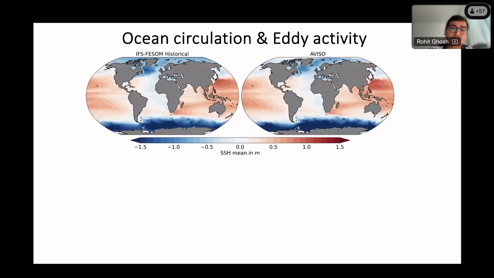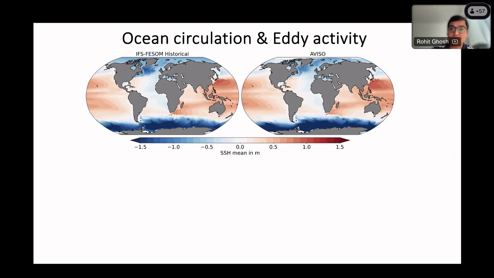If we go forward and look at the ocean eddies and the ocean circulation, here you can see a comparison of the ocean circulation in our model, the climatology of the mean sea surface height, compared with the AWI, and you can see the general ocean circulation is quite well represented. Of course, over the Gulf Stream or the subpolar gyre region there is a bit higher intensity of the SSH in our model.